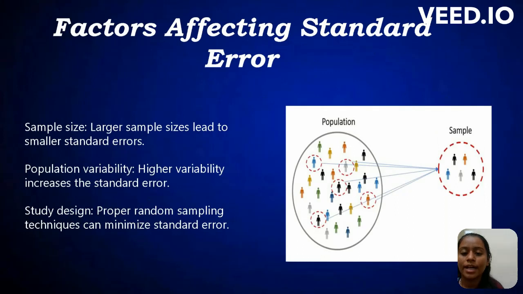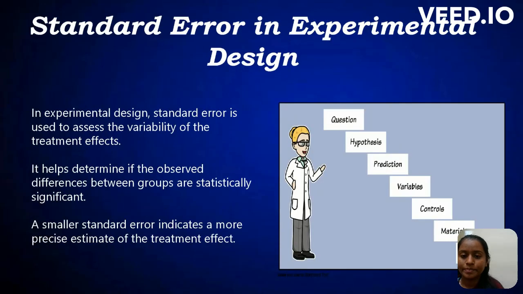Factors affecting standard error. Sample size: a larger sample size leads to a smaller standard error. Population variability: higher variability increases the standard error. Study design: proper random sampling techniques can minimize the standard error.